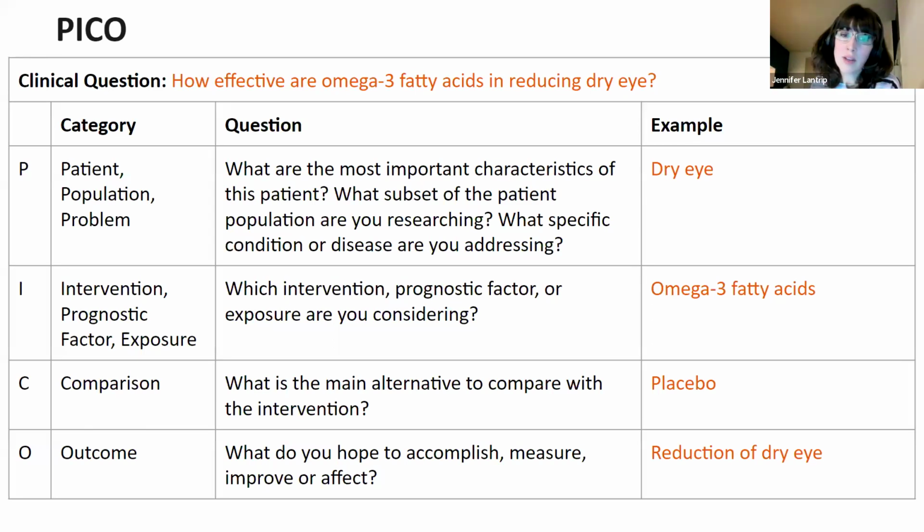Our C or comparison, if there is another, is if there's another over-the-counter treatment we're comparing omega-3 fatty acids to, such as vitamin E or artificial tears. However, for this example, we're just going to compare the efficacy of omega-3 fatty acids with the placebo, since that's what all of the studies that I found ended up doing. So for C or comparison, we can just write placebo. Then our O or outcome is going to be our goal that we want to achieve, which is the reduction of dry eye symptoms. So from making this PICO form, we know that our main concepts that we'll need to use later as search terms are dry eye and omega-3 fatty acids.